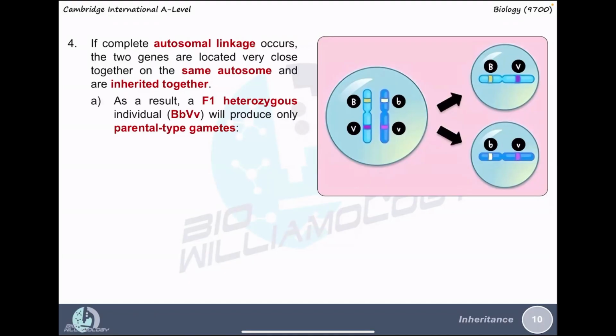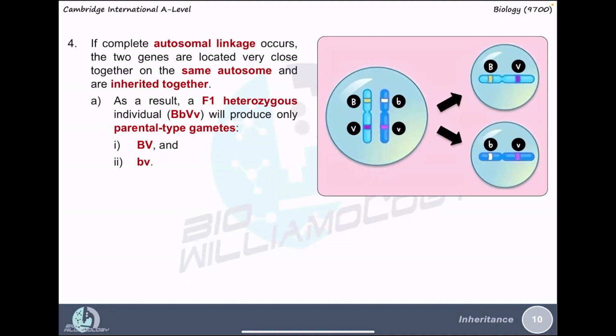So in this case, the F1 heterozygous individual will produce only parental type gametes. What is meant by parental type gametes? Basically, parental types always have the original combinations: dominant allele B with dominant allele V, and recessive allele B with recessive allele V, respectively. So the gametes produced in this case will be dominant B dominant V, or recessive B recessive V. There is no recombinant type.